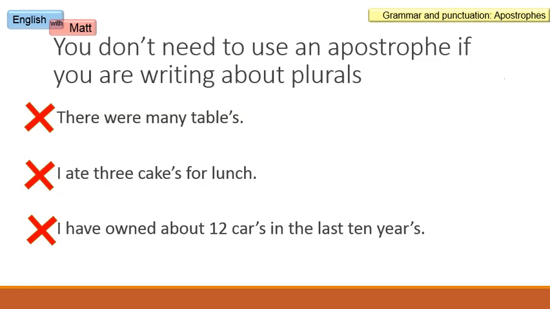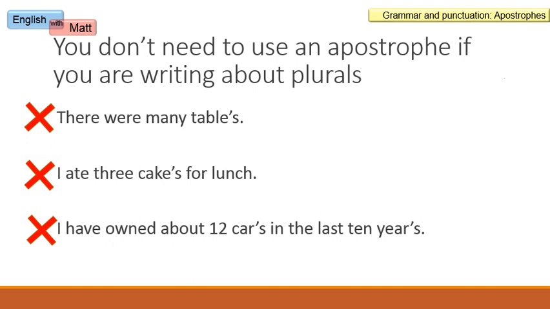In terms of plurals, you don't need to use an apostrophe if you are writing about plurals. So all of these examples here are incorrect because, for example, in the top sentence, we're not talking about the table owning anything. So it's not a possession, and we're also not replacing a letter, so it's not an omission either. The writer clearly just wants to say there's more than one table. So they're going to have to say tables, meaning the plural.